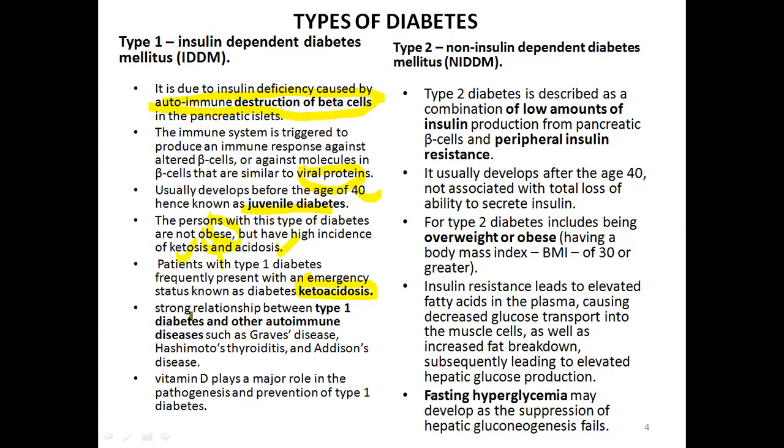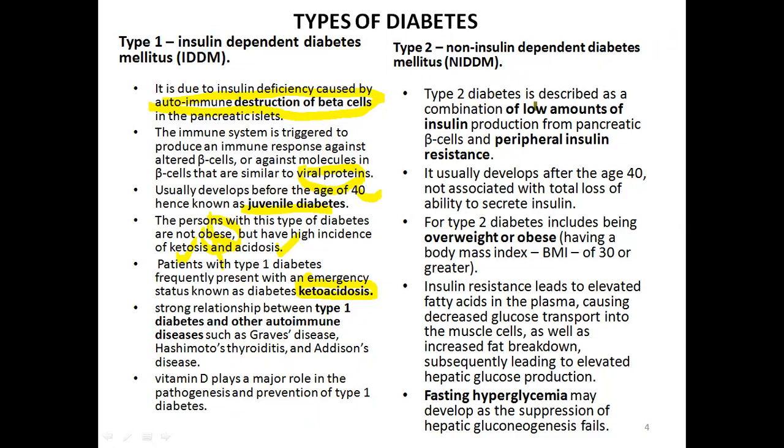Now, because type 1 diabetes has an autoimmune reason behind it, type 1 diabetics do have a strong relationship with what is known as Graves' disease, Hashimoto's thyroiditis, and Addison's disease. And we do know very well that vitamin D plays a major role in the pathogenesis and prevention of type 1 diabetes.